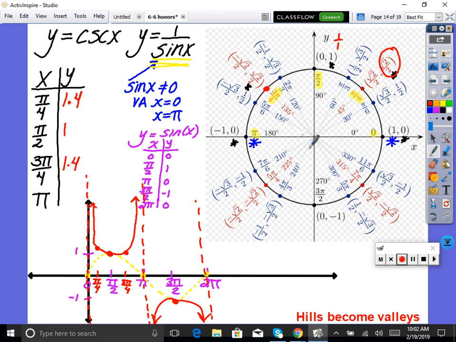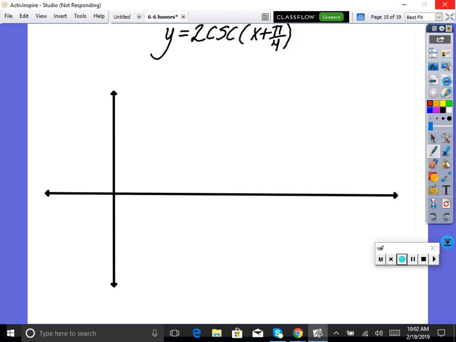No, great question. Cosecant still has a period of 2 pi, so all of this together is just one cycle here. Great question. Just remember that pattern. That's always going to happen. So let's graph this one. Write it down in your notes. We're actually closing down close to the end of the lesson here.